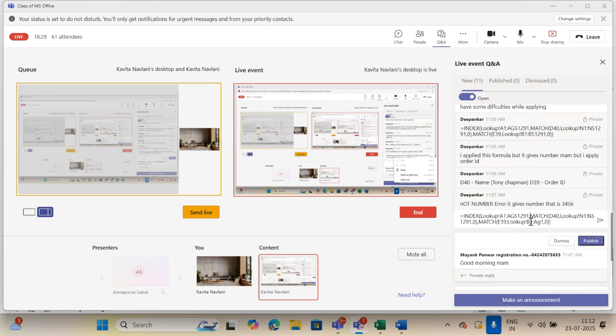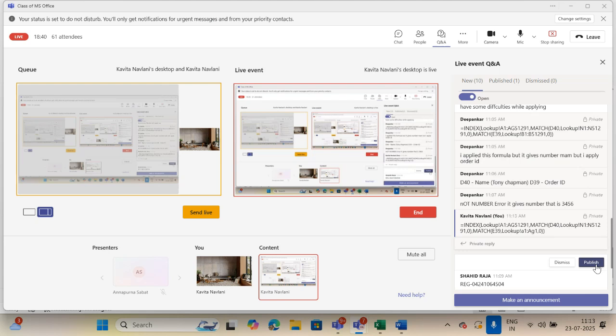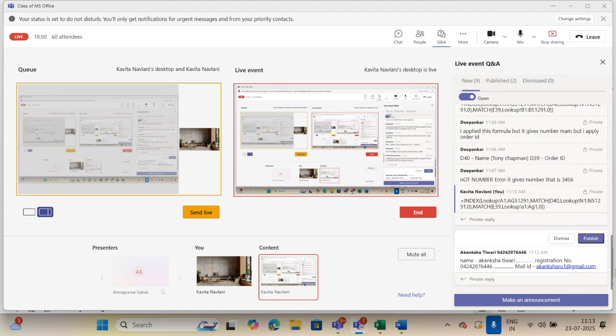Because yesterday I told you that whenever you want to take the column number, then it should be the heading. The first should be the heading. See? Check, Dipankar. I corrected your formula. Dipankar, check. I corrected your formula. Come on fast, Dipankar, fast reply me.